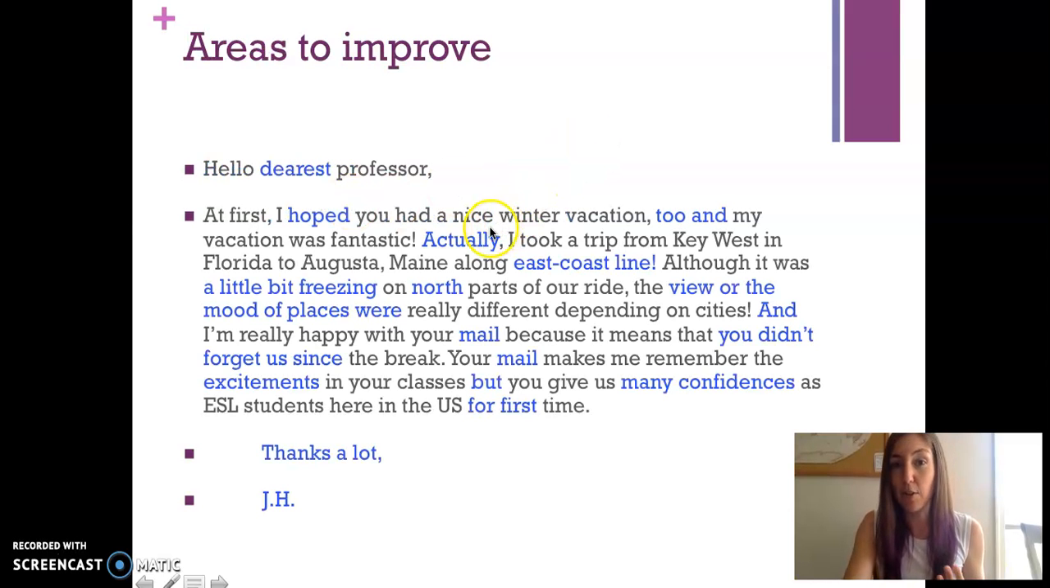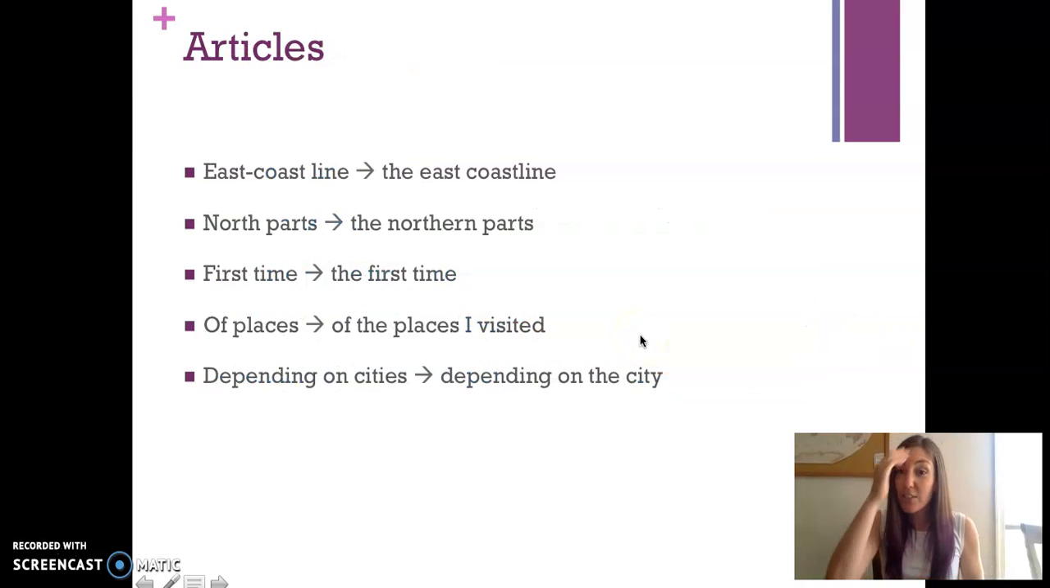Okay, so you can see some of those things that we would have changed already. The intro, the closing, those exclamation points, the tense in the first part, and the tense here about you didn't forget us. Okay, the next thing to improve would be articles. So remember, articles are words like a, an, and the. So every time we're talking about a specific place, like a specific identifiable place, we want to use the definite article the. So East Coastline, we want to say the East Coastline.